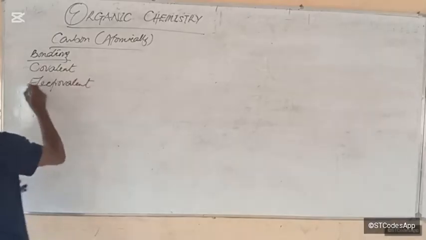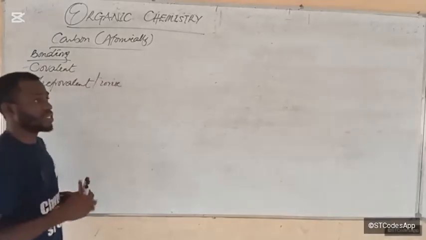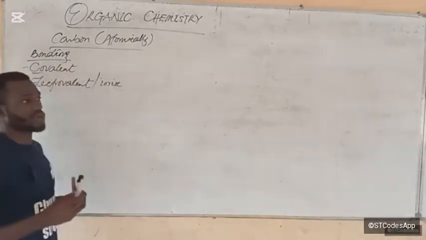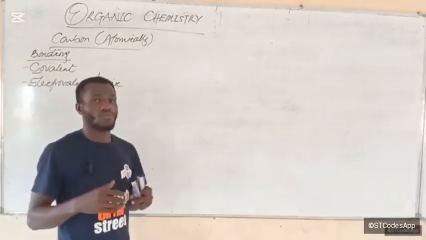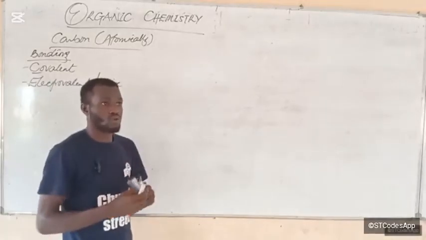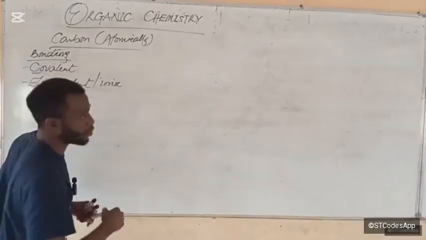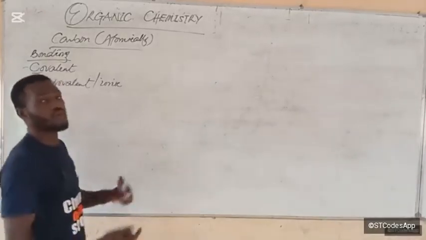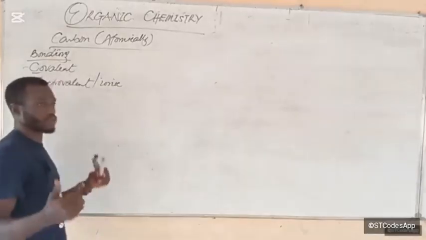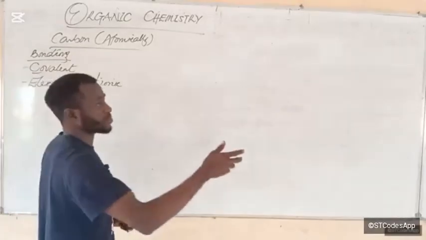Now, the covalent bond, the word co means together, right? So it means that there is a sharing of electrons between two atoms, okay? While electrovalent bonding is one where there is a transfer of electrons from one atom to the other. I've explained that before, so I'm going to link the video in the description as well. So there's a transfer of electrons from one atom to the other.